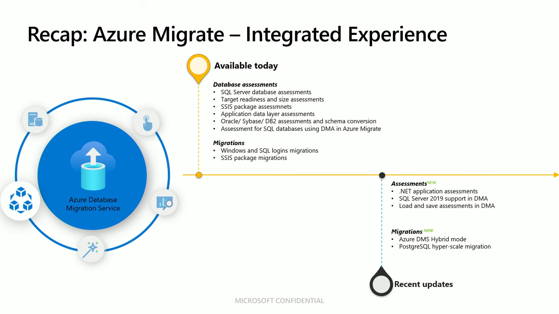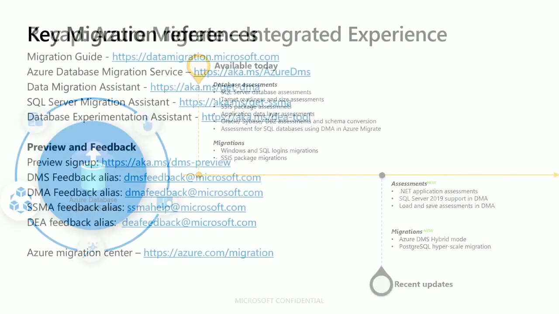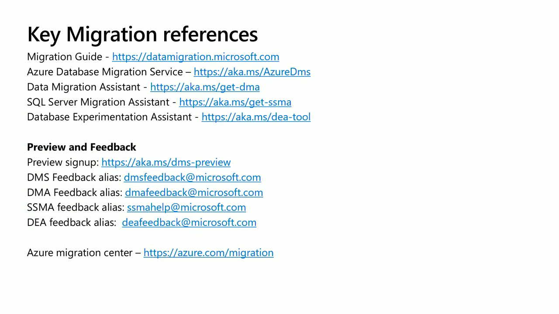And then this is the roadmap: what is currently available and what is coming soon. Today we released the Azure Database Migration Service hybrid mode. We're also going to pretty soon release the PostgreSQL migration for hyperscale migrations. That is also coming pretty soon. And then these are the various links that you might want to take a picture of. They are very simple links where you can get a lot of help and references, understand your migration journey, and leverage these resources.